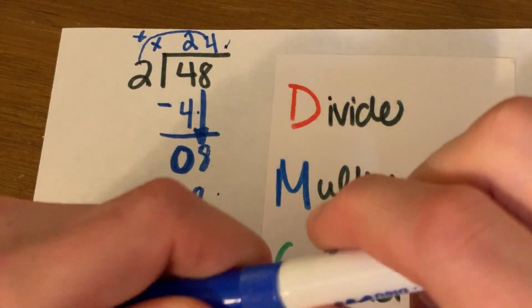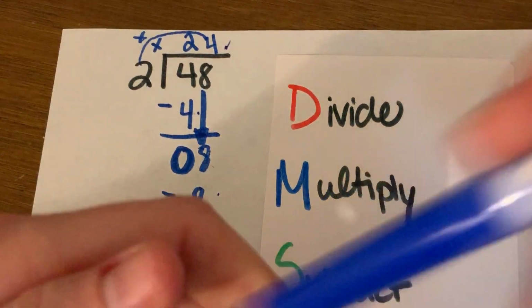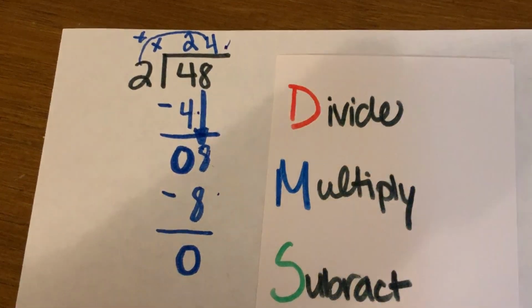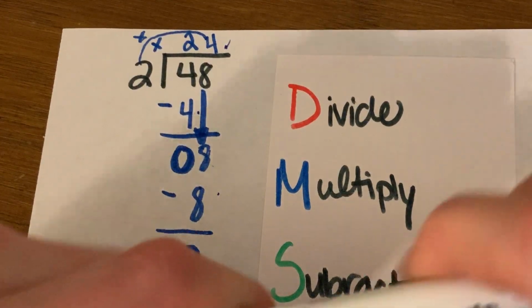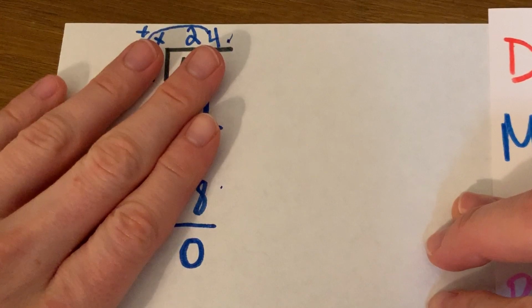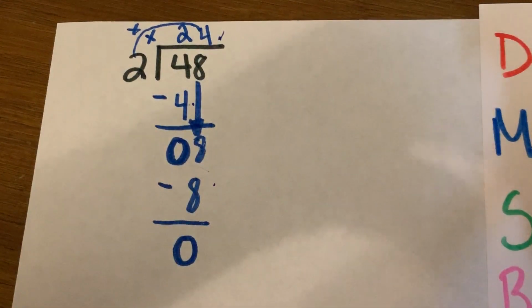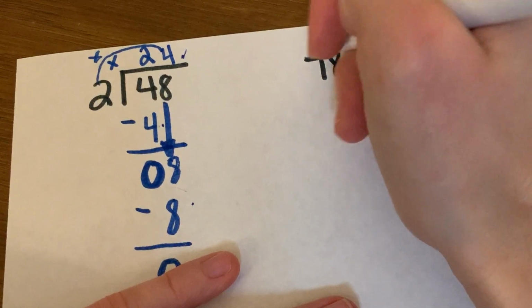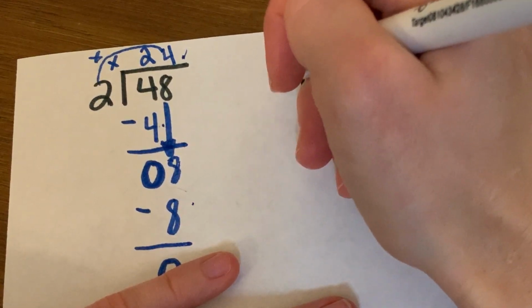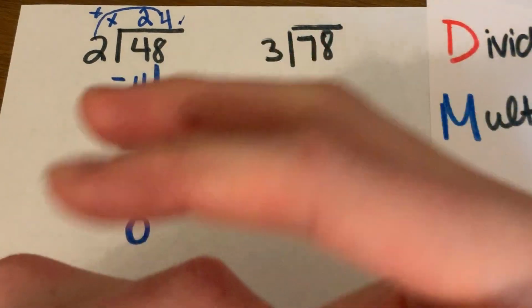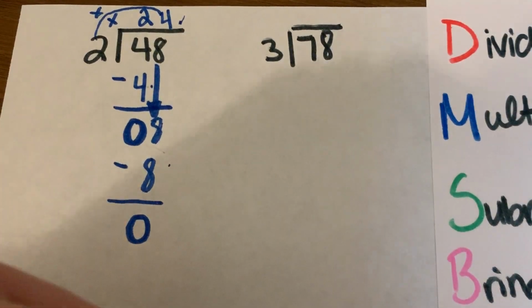Okay, this next one, I'm going to pause after every step and you're going to fill it in. And then you're going to check your work. Okay? And I want you to pay attention to where your strengths are in this. So what you're doing really well at with this and what you might still need some help with. Okay, so this one is going to be 3 and 78. So 78 divided by 3.